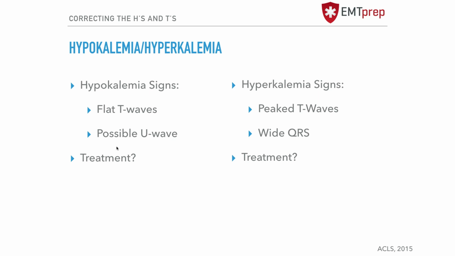Some protocols will allow for lactated Ringer's to be given if that's in the suite of drugs that the agency uses. And then hyperkalemia, or too much potassium, you'll see peaked T waves and a wide QRS, and we'll go over an EKG with that in just a second here.